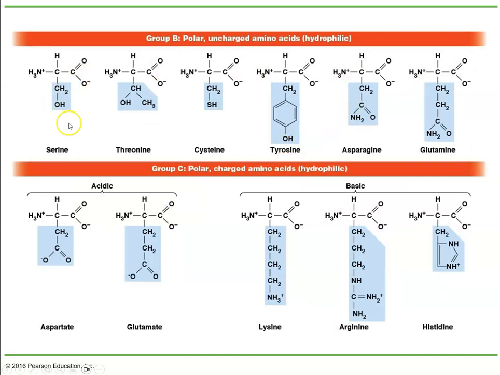This set of amino acids is hydrophilic, so liking water. We have serine, which has an alcohol functional group, and then threonine, which also has an alcohol functional group with an extra carbon attached. Cysteine is an analog, which means that instead of an oxygen, we have a sulfhydryl group. Cysteine here. Tyrosine, we have a big aromatic group with a hydroxyl group.